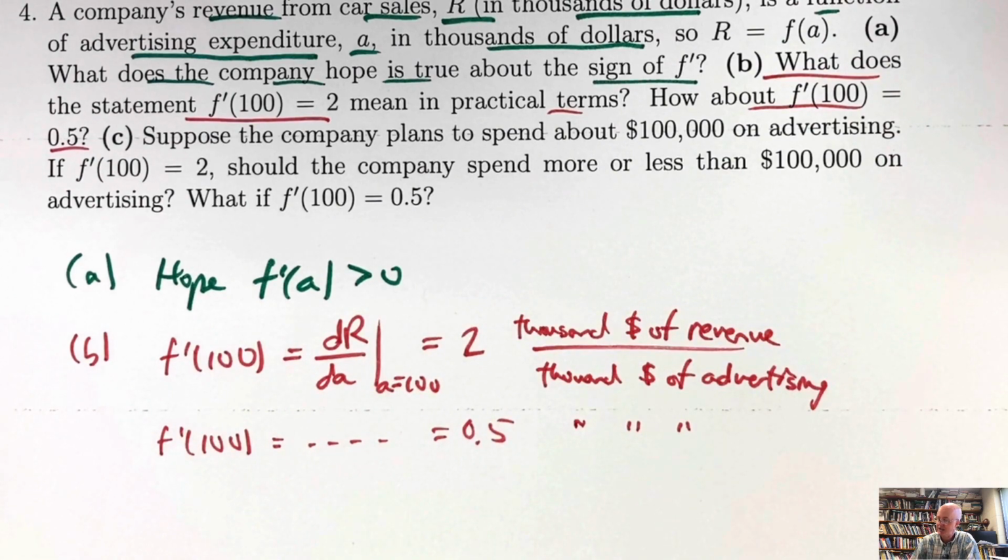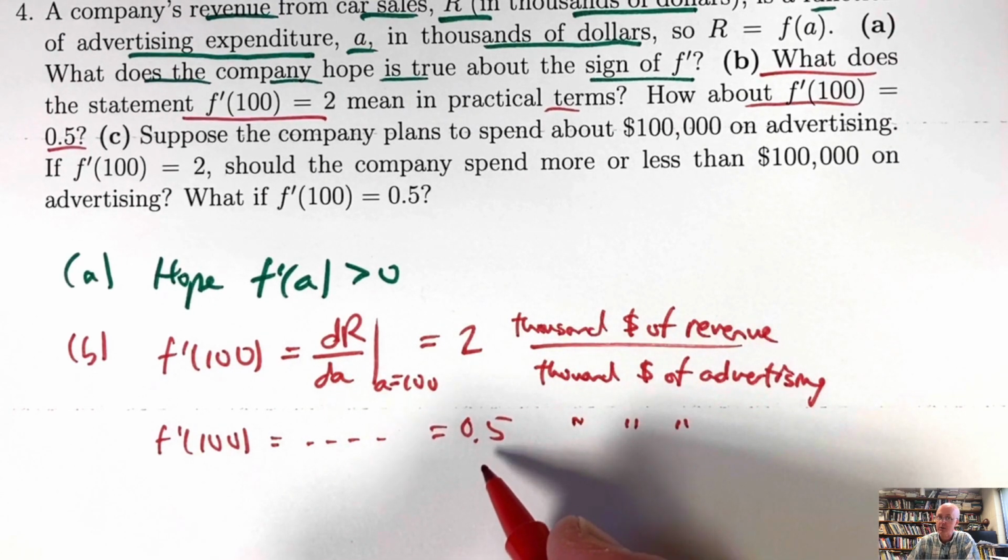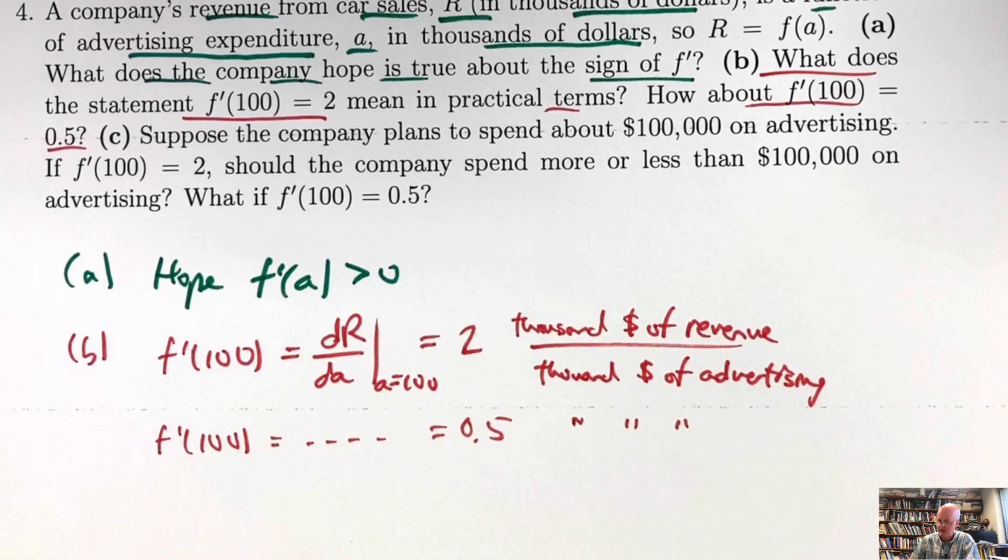So you're actually gaining money in the first case. Your profit is increasing, but losing money in this case, even though the revenue change is positive. Your profit would be decreasing because your advertising budget is going up faster than your revenue is going up. And that's elaborated on for part C.